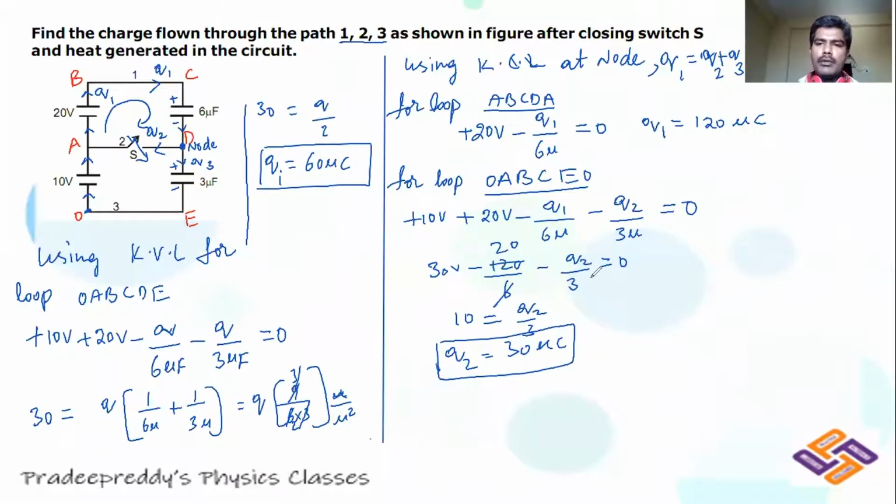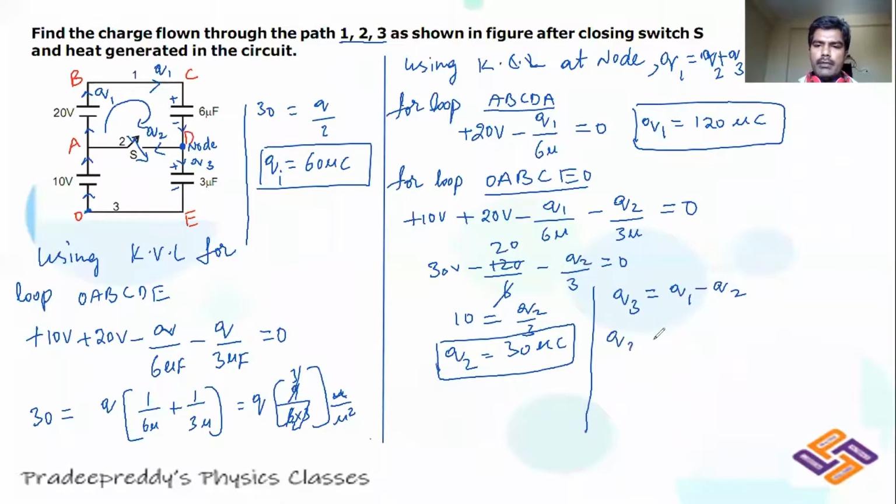Once Q1 and Q2 are obtained, you can find out Q2 over there, Q3 over there. What is Q3 written as? Q3 is equal to Q1 minus Q2. So Q3 will be equal to 120 minus 30. That gives Q3, which is equal to 90 microcoulomb. So Q3 value we have calculated.